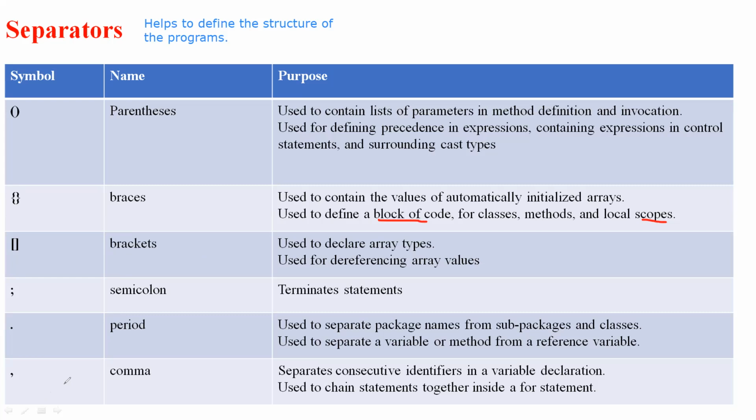By using this comma, it separates consecutive identifiers in a variable declaration. It is also used to chain statements together inside a for statement. Whenever we go with for statements, we use this comma to define all the different statements together inside a particular for statement. So this is about the separator lexical element. The next is a keyword.